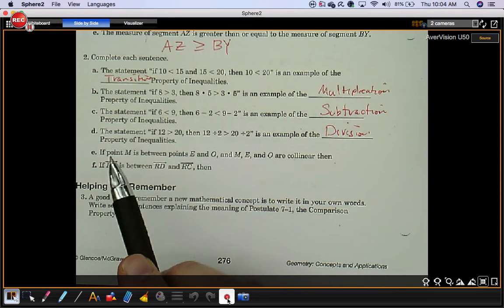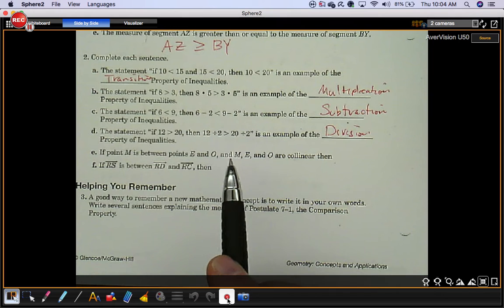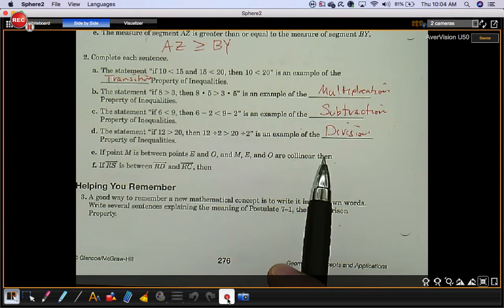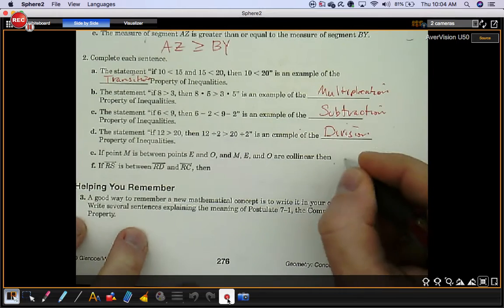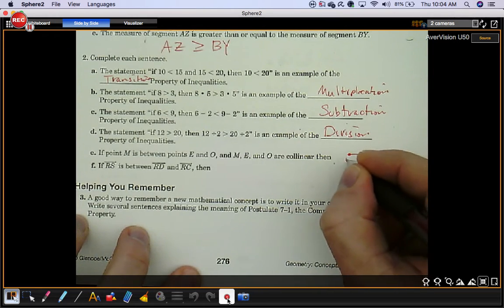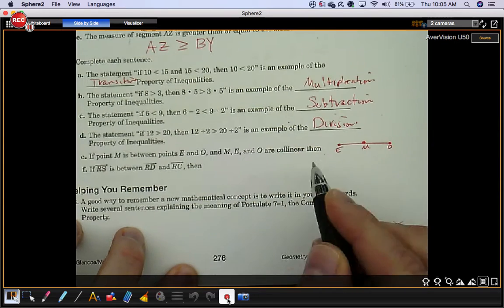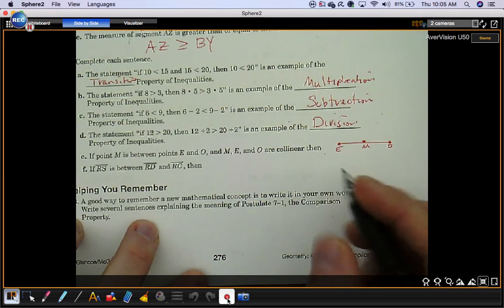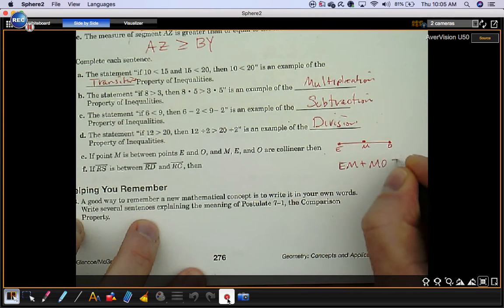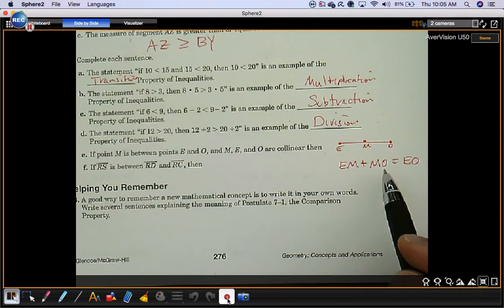Here's part E. If point M is between points E and O, and point E, and point O are collinear, then, well, it looks like this, if I would draw a diagram. What would you be able to say here? Well, I would say the distance from E to M plus the distance from M to O equals the distance from E to O. That's your segment addition postulate.